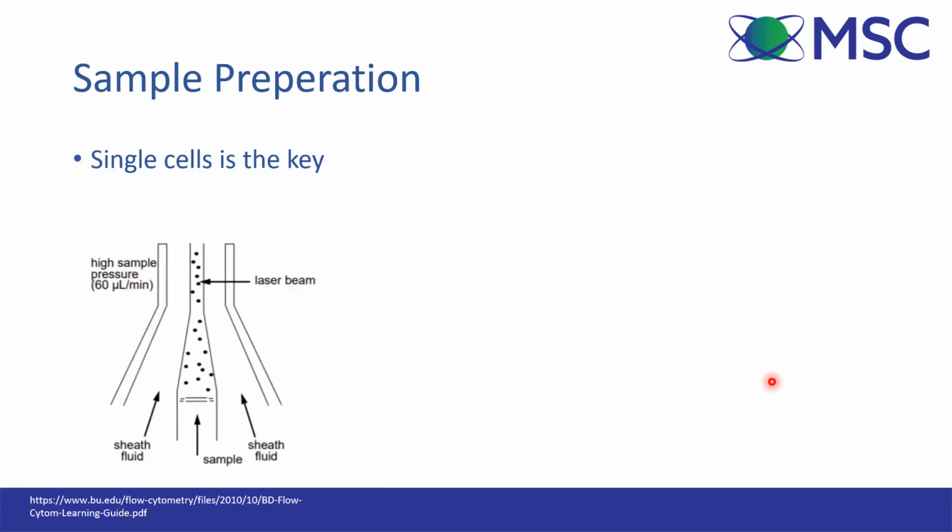With sample preparation, there's one big take-home message, and that is that single cells are key. If we remember how the cytometer works, which we can see again here, it's all based on single cells. To get the best quality data, we need single cells flowing through our flow cell and being interrogated by the laser one at a time. Doublets or triplets or clumps of cells are no good to us.